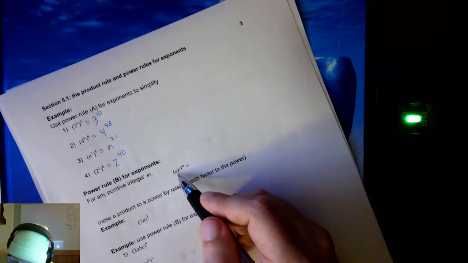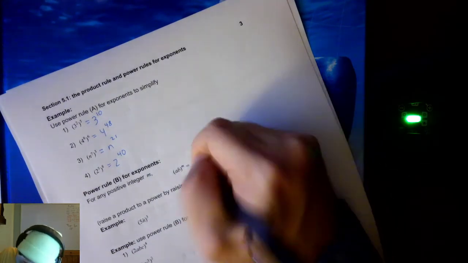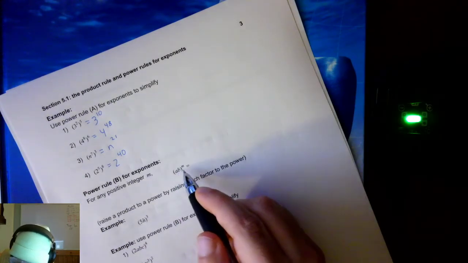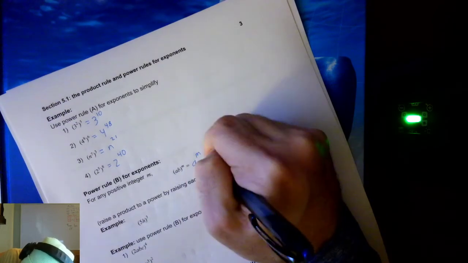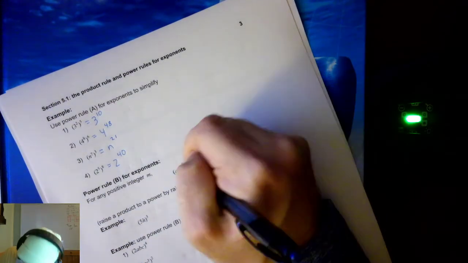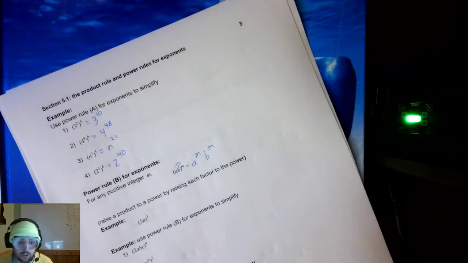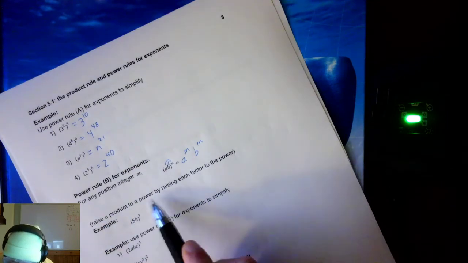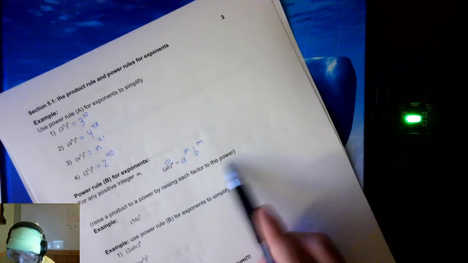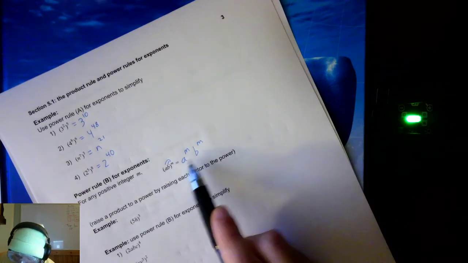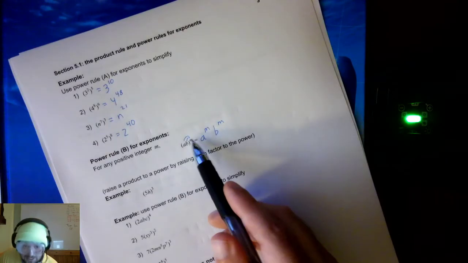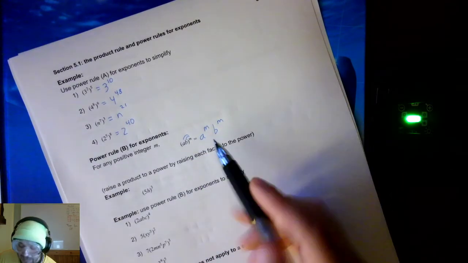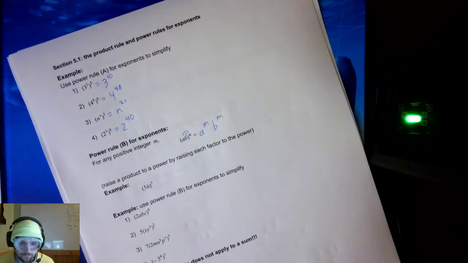Our second power rule is AB to the M. So you have two things that are being multiplied raised to a power. Well, you can actually distribute the exponent to the both of them. Exponents distribute over multiplication. So we raise a product to a power by raising each factor to the power. Here we have a product of A and B, A to the M, B to the M. Each factor has that same power. I like to think of this as distribution. It's the power distributing over multiplication.